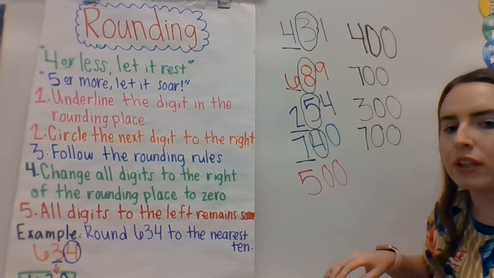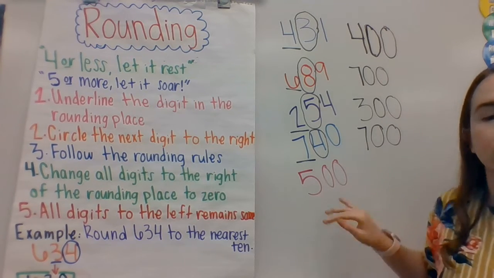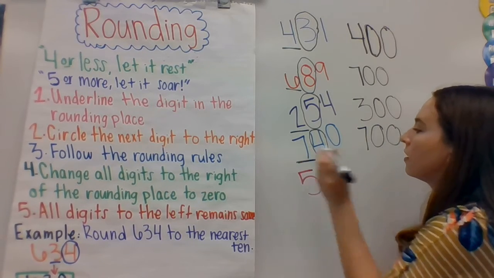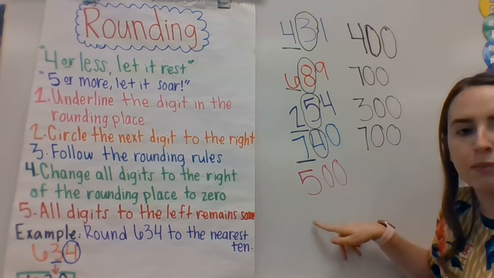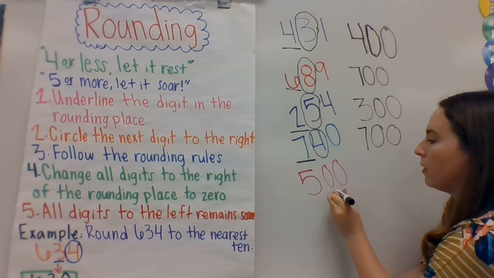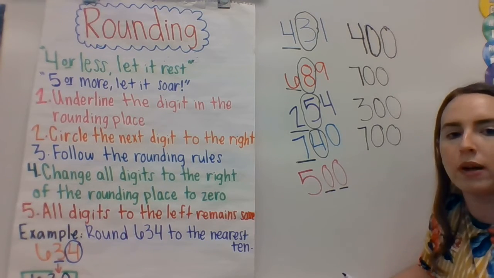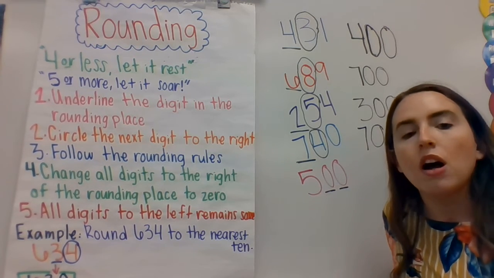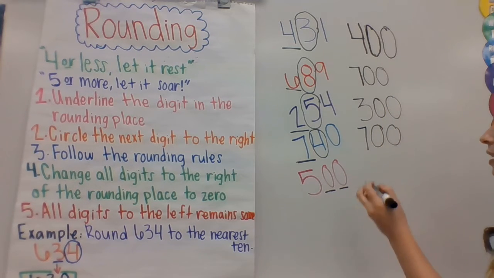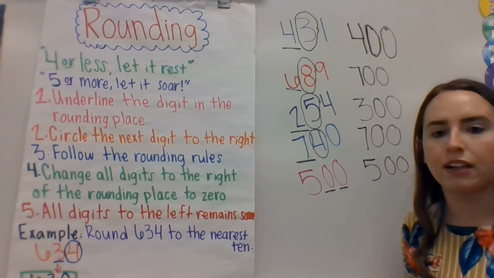And then the last number we're going to look at is 500. And numbers like this are tricky because you have to be careful and pay attention. This number is already rounded to the nearest hundred because both the digit in the tens place and the digit in the ones place are already 0. So you know it's already rounded to the nearest hundred. So 500 would stay the same. It's already rounded to the nearest hundred.